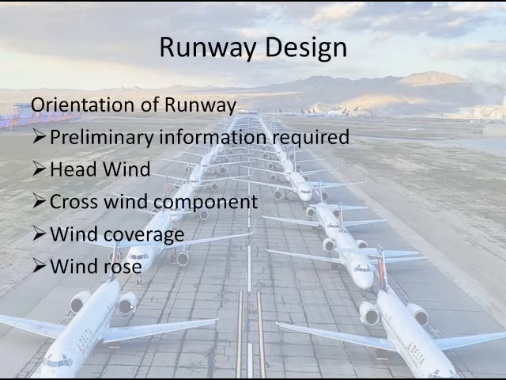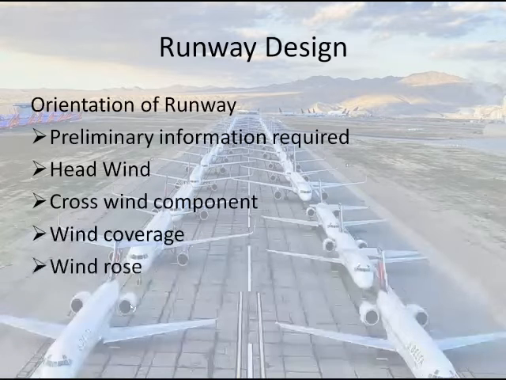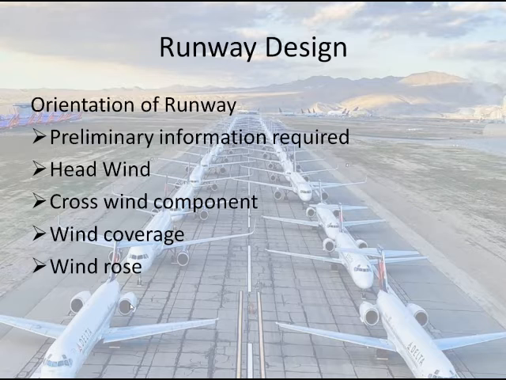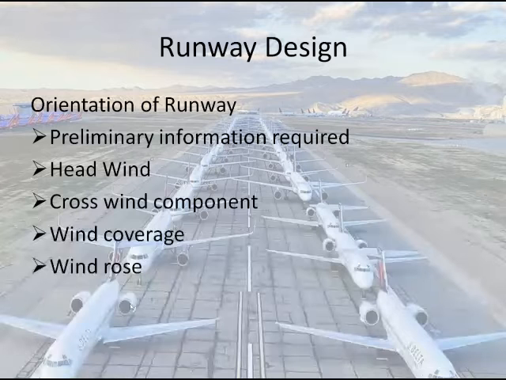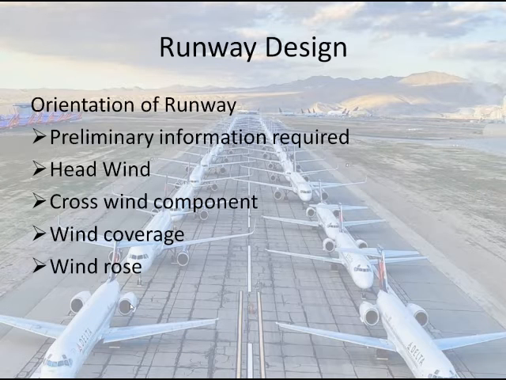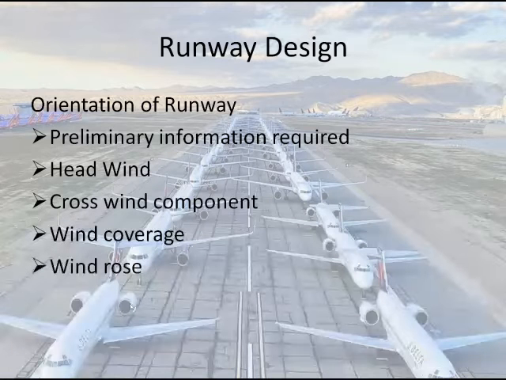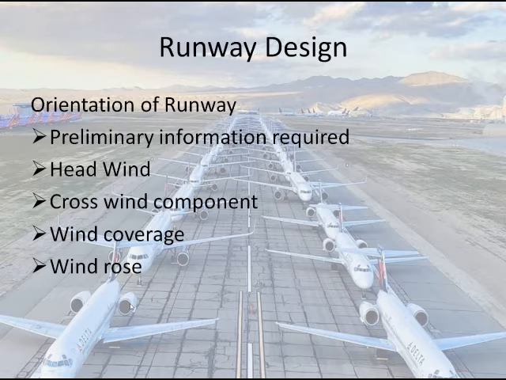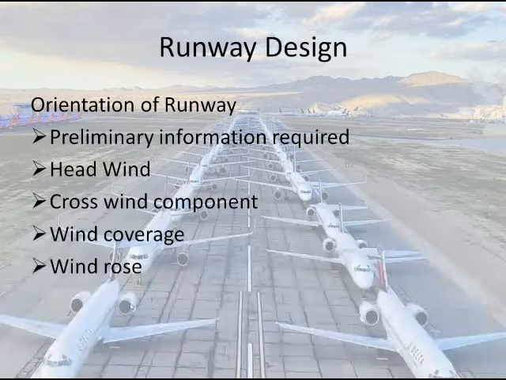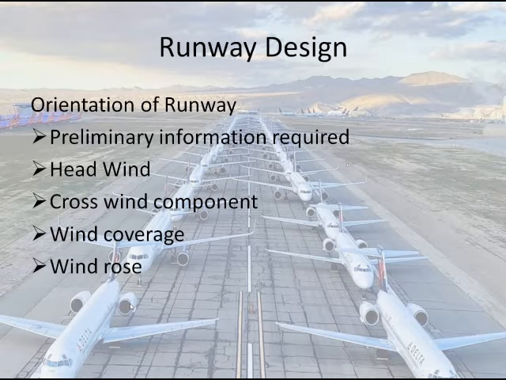The first point is preliminary informations required. It is necessary to collect the following data before deciding the orientation of a runway. What are the data that we have to collect here? Maps of the area in the vicinity of the airport showing contours at suitable intervals, and the second data that is required is the records of directions, forces and duration of the wind in the vicinity and fog characteristics of the area for as long a period as possible.